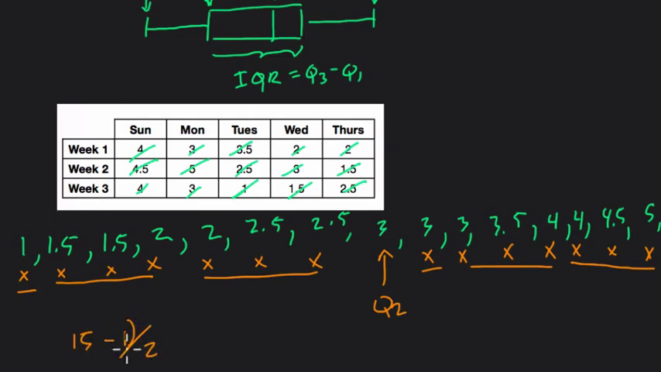Divide by 2, and that's going to tell you how far the median is from the edge of the numbers, I guess we could say. So for example, 7 is that distance here. So that's a quicker way of finding it. But whatever works for you.